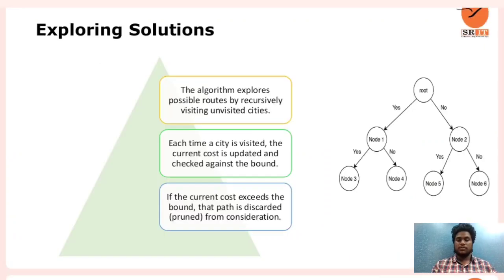Exploring solutions. The algorithm explores possible routes by restricting visits to unknown cities. Each time a city is visited, the current cost is updated and checked against the bound. If the current cost exceeds the bound, that path is discontinued from consideration.